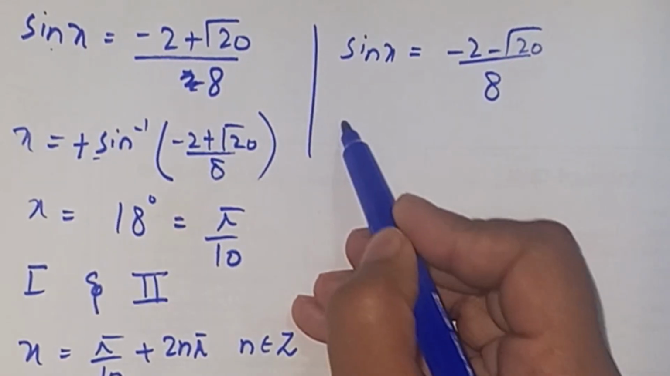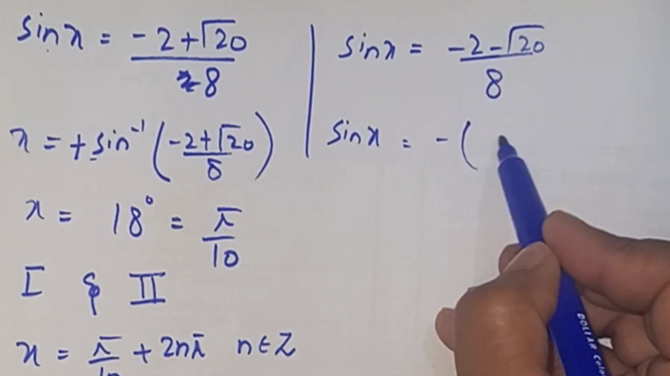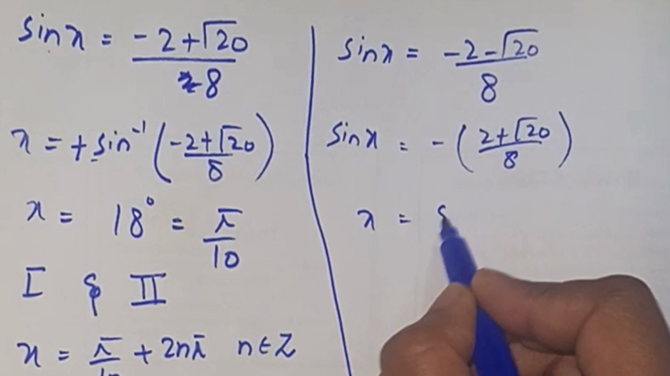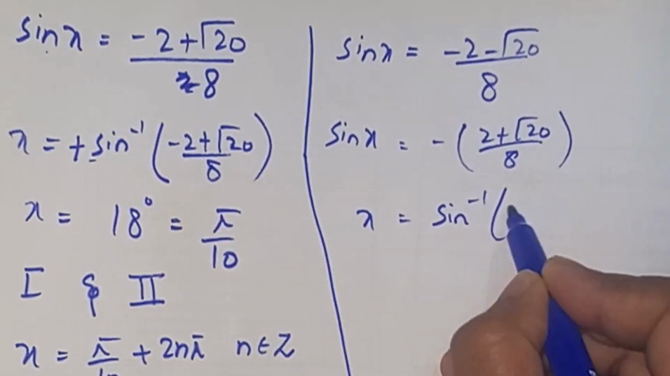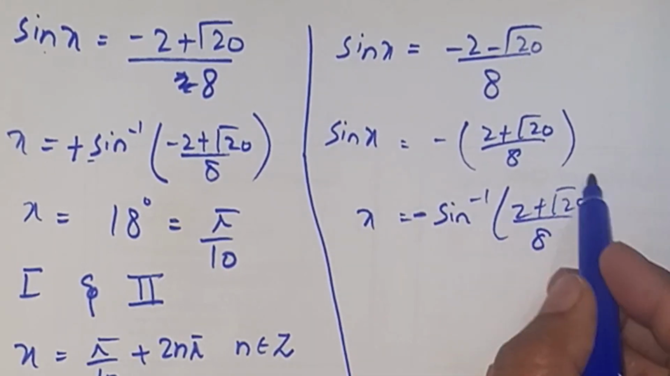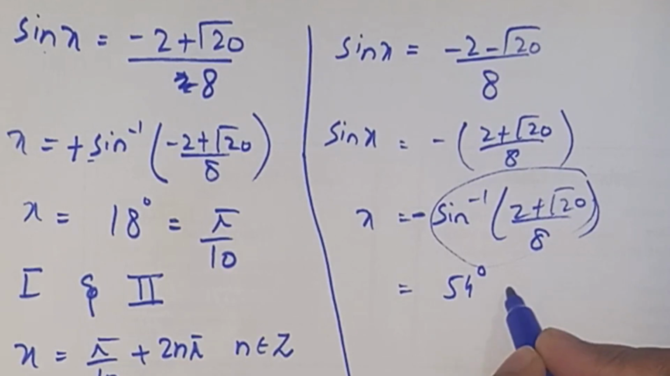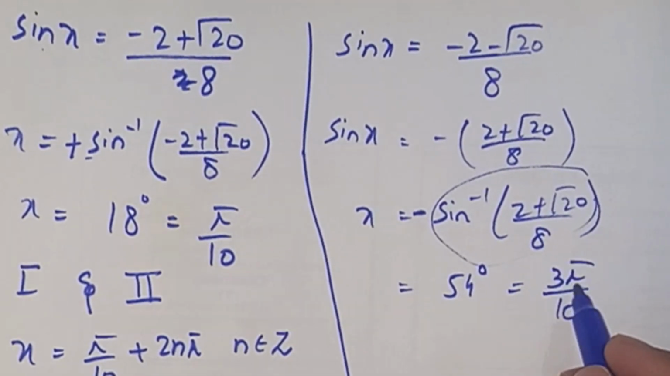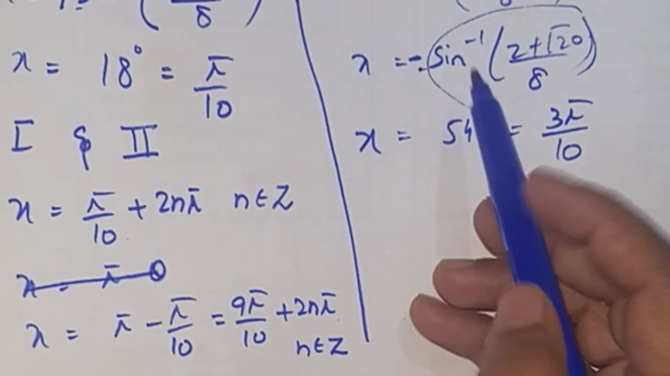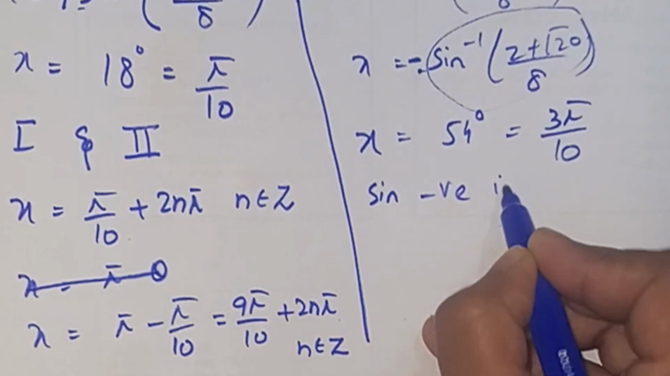Now look at this. We write this as sin x equal to minus (2 + √20)/8. So x is equal to sin inverse of (2 + √20)/8, and here we write a minus, and this value is equal to 54 degrees, and in radians this is equal to 3 pi over 10.